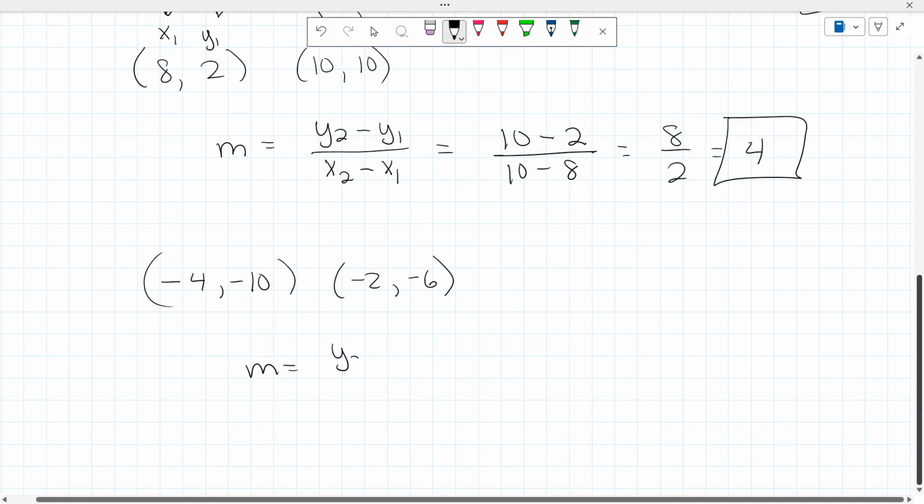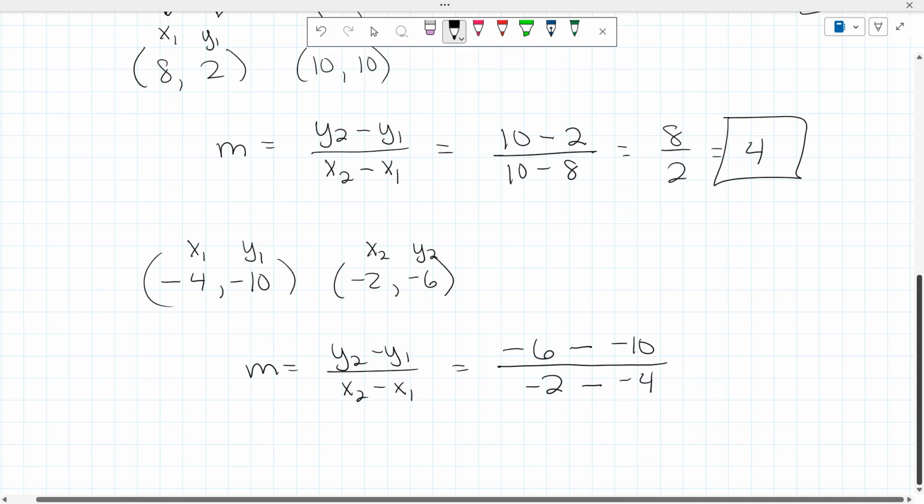Slope is y2 minus y1 over x2 minus x1. So, just grab it. So we have x1, y1, and we have x2 and y2. So what's y2 here? Negative 6 minus, what's y1? Negative 10 over, what's x2? Negative 2 minus, what's x1?